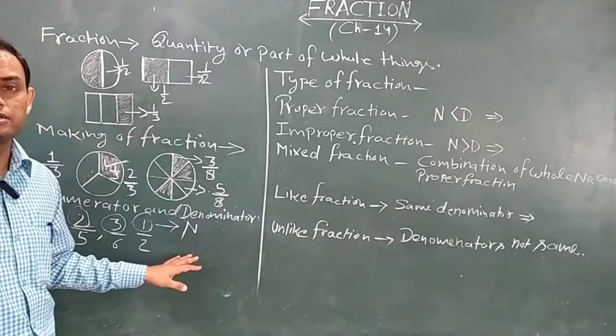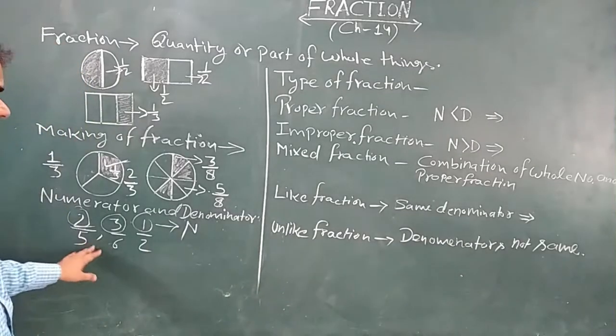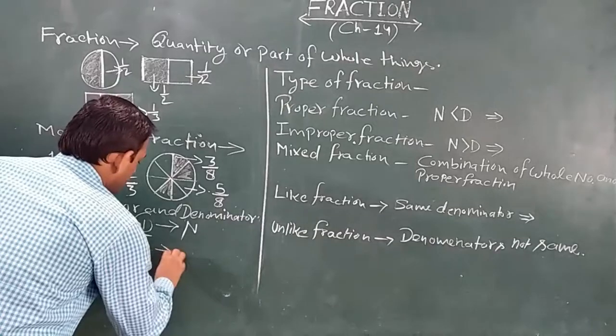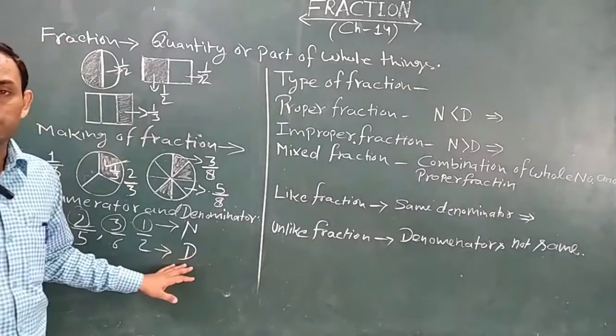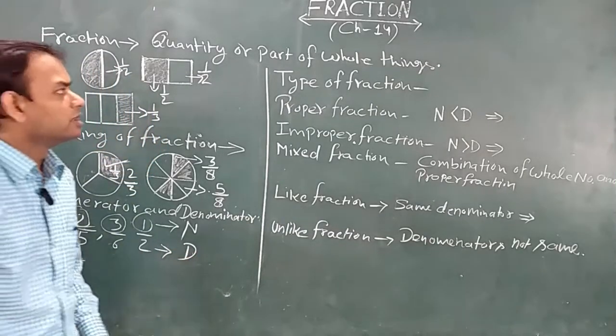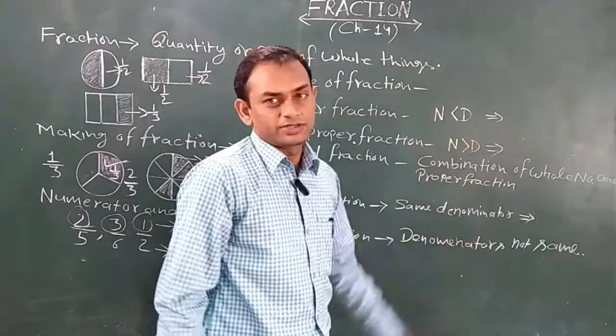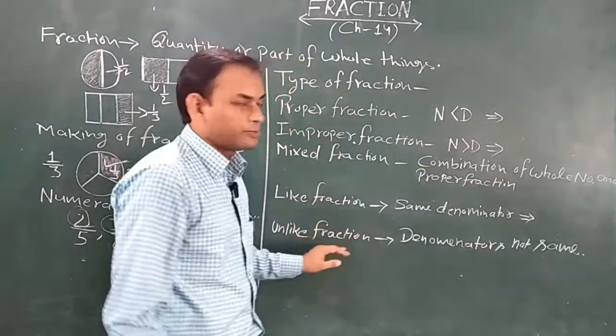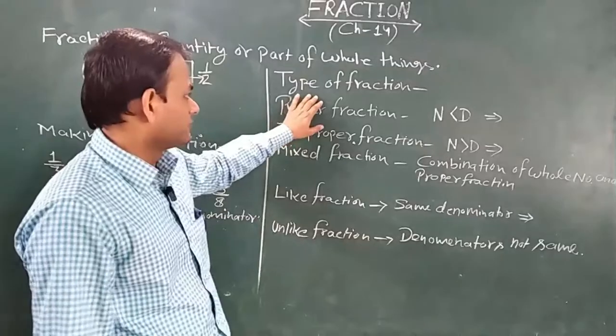It is represented by the n, and the number which is written below the line is called the denominator, represented by the d. Got it? Now the types of fractions. There are several types of fractions. One by one we will understand.